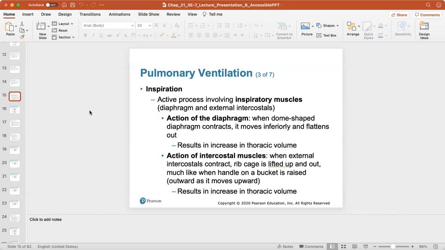Inspiration is the active process involving inspiratory muscles. Your inspiratory muscles are your diaphragm and your external intercostal muscles. The diaphragm is the most important muscle in breathing. When it contracts, it moves inferiorly and flattens out. That results in an increase in thoracic volume. And when your external intercostal muscles contract, they lift up and out your rib cage, much like when the handle on a bucket is raised. And this also results in an increase in thoracic volume.